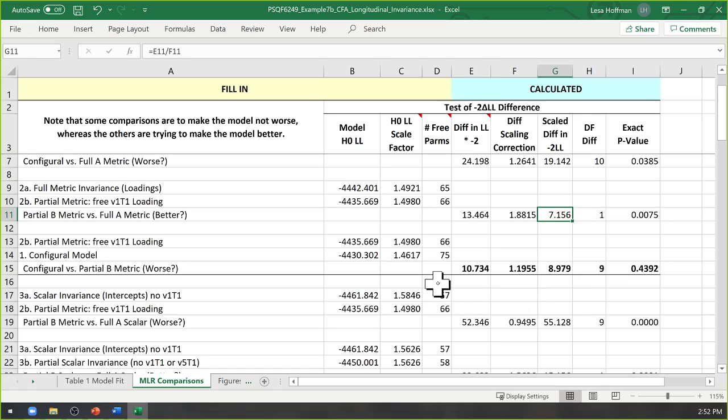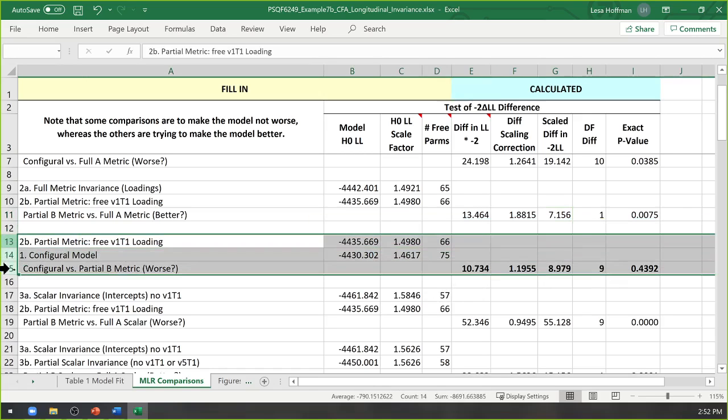Now, did it help enough? So are we at the magical not worse yet? That's configural as the baseline relative to my partial metric model that has all the loadings constrained except 1. So it's a difference of 9 degrees of freedom rather than 10. P-value of 0.44. Hooray, I win. Partial invariance.